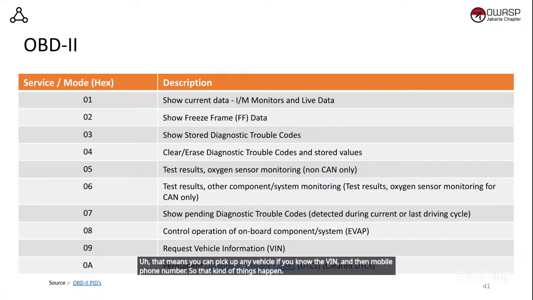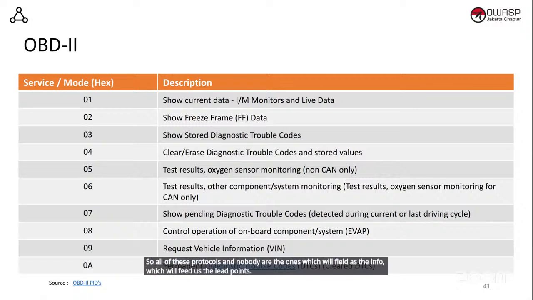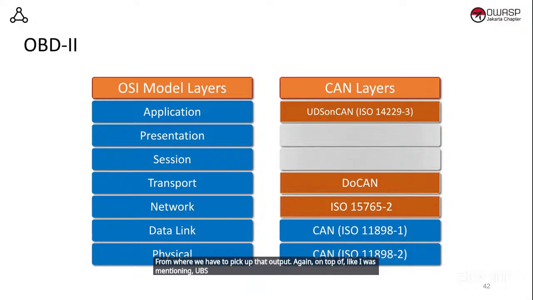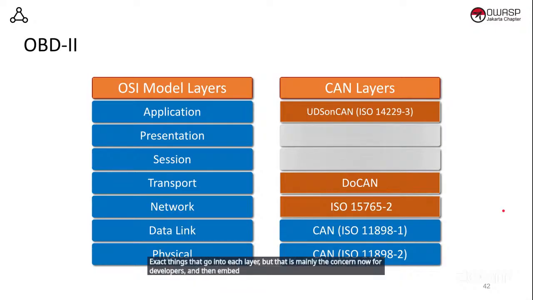So all of these protocols and OBD are the ones which will feed us the info, the lead points from where we have to pick up the attack path. Again, like I was mentioning, UDS works on top of CAN, diagnostics over CAN, and it comes into the network and transport layers. And then there's one on the application layer too. There's a specific ISO standard for each layer, but that is mainly the concern of developers and embedded developers, not us.